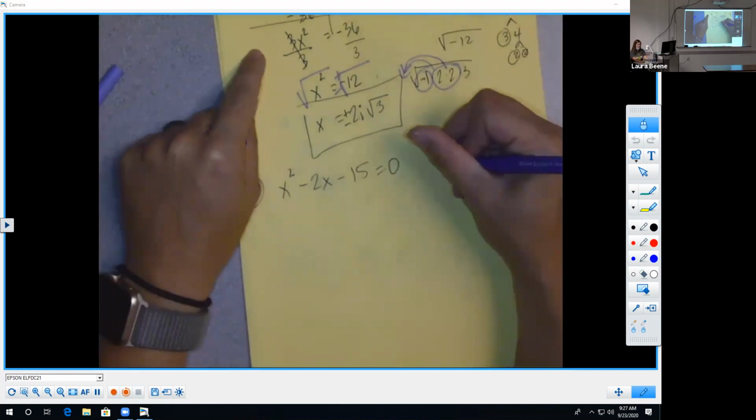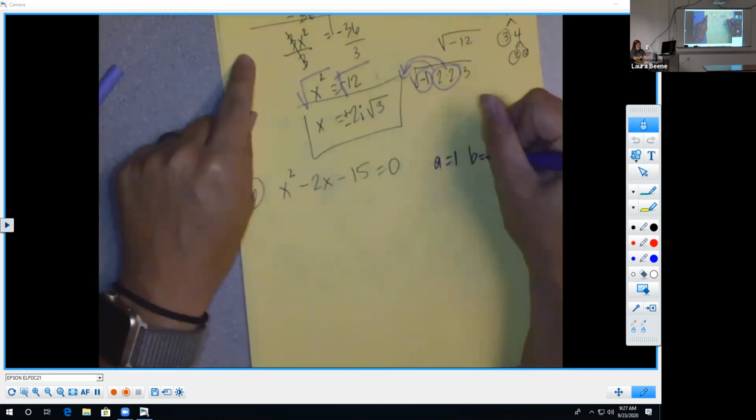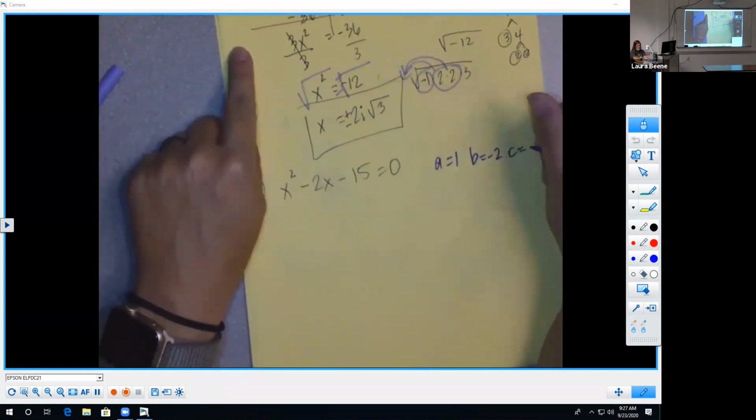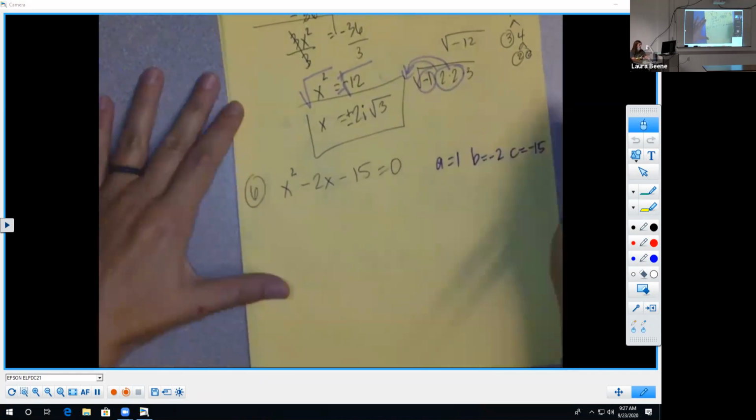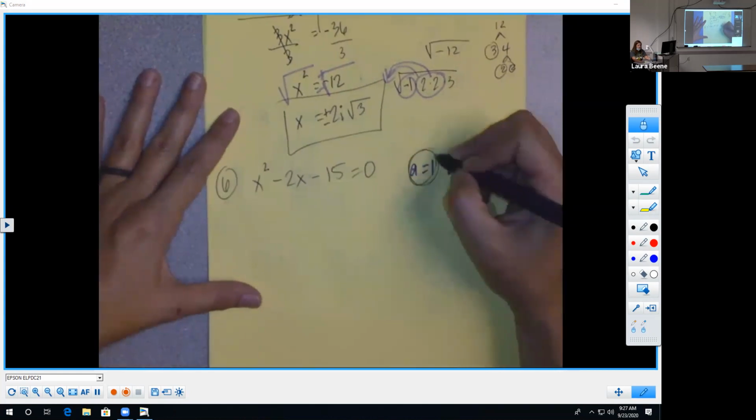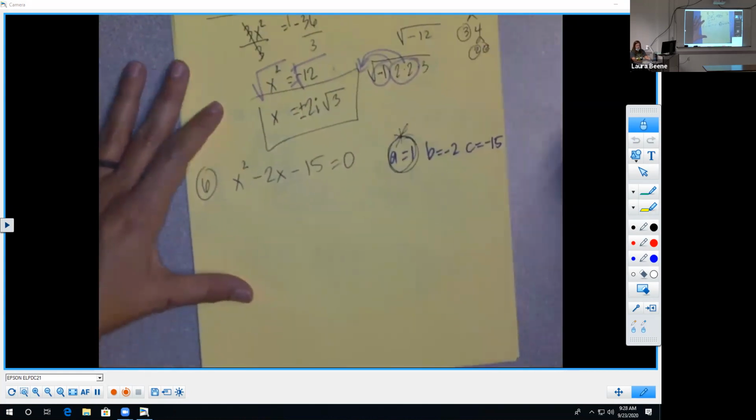What's the best way to solve this one? It's easiest to factor this one. You can also use the quadratic formula, and you will still get your answer. I just don't think it's the fastest way to do this one, especially since a is 1. This is a shortcut problem, right?